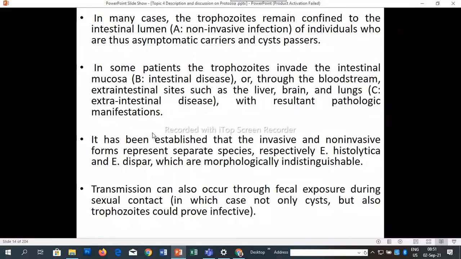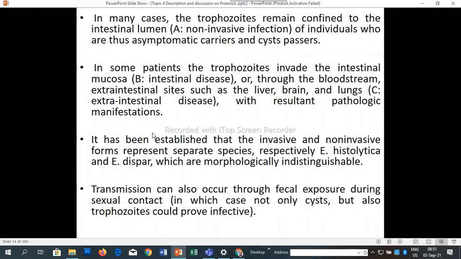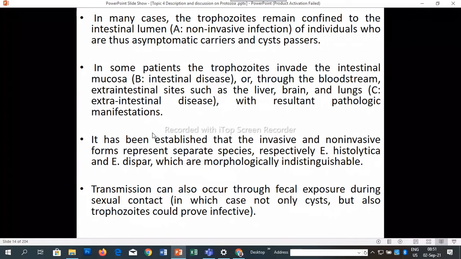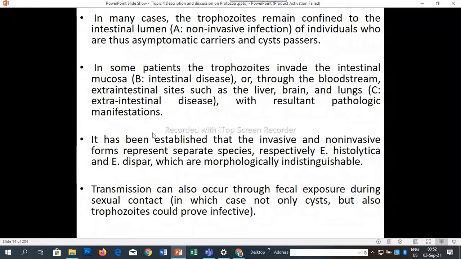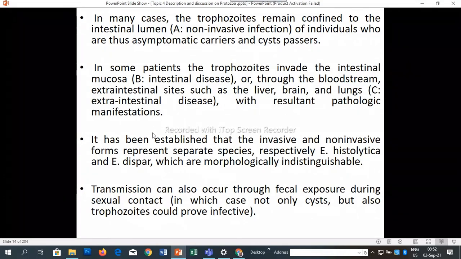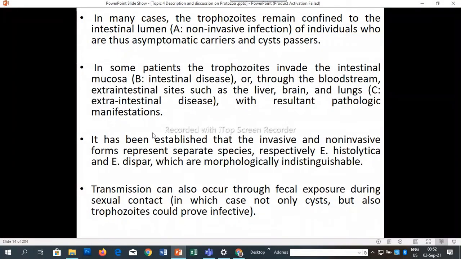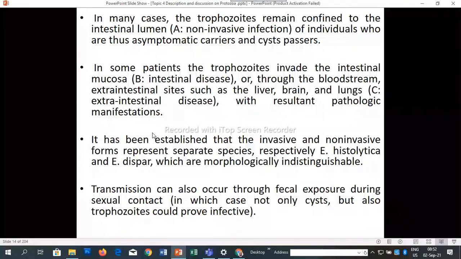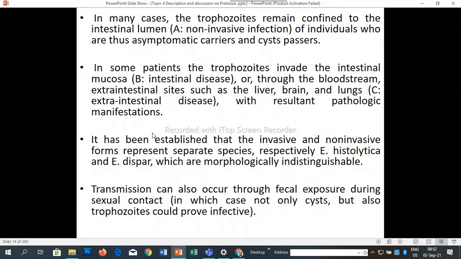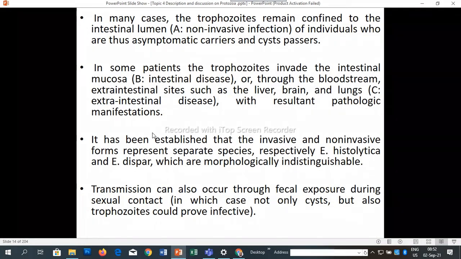It has been established that the invasive and non-invasive forms represent separate species: Entamoeba histolytica and Entamoeba dispar, which are morphologically indistinguishable. Entamoeba dispar is not known to be very pathogenic. Transmission can occur through fecal exposure during sexual contact, in which case not only cysts but also trophozoites could prove infective.